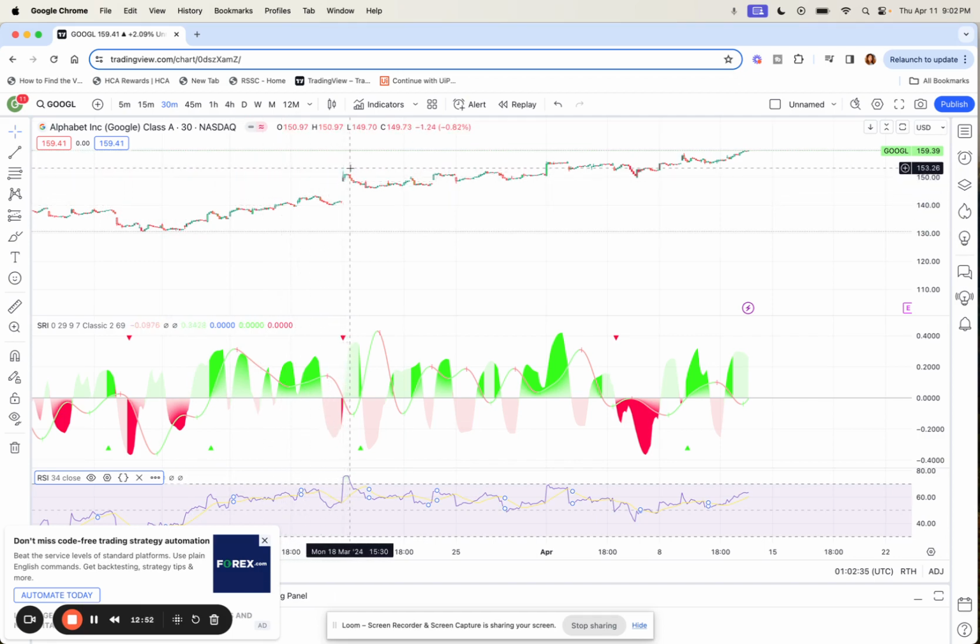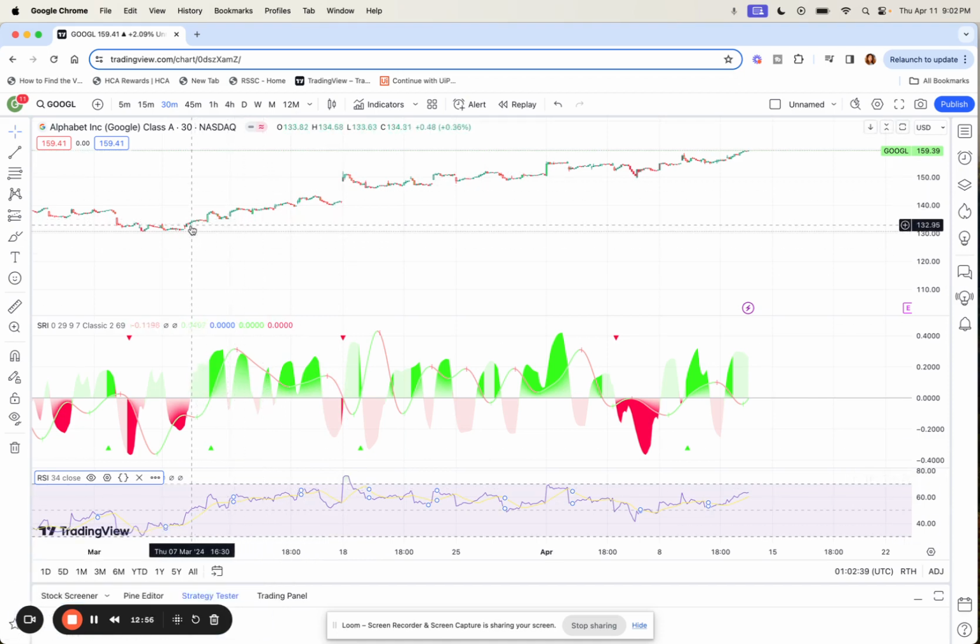March, from here, let me see here. So it'd be from March 6th to March 18. So about 12 days for that higher move. So definitely would have been great staying in your trade without having to cut your wins, because you would still be up at this point.